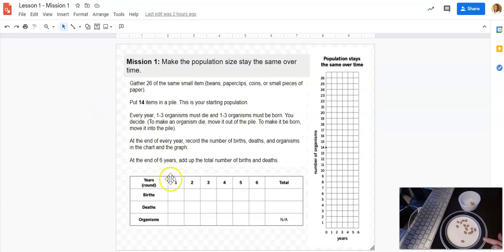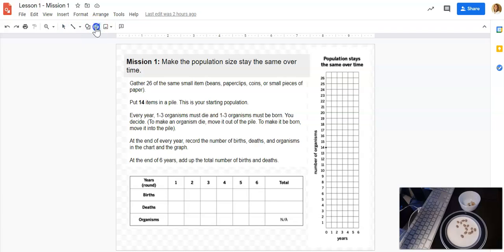Every year, for each of these years, 1 to 3 organisms need to die, and 1 to 3 organisms must be born. Because remember, in a population, there are always births and deaths happening. So to make an organism die, I'm going to take one of my beans and remove it from the pile. To make one born, I'm going to take a bean from my bowl and put it into the population. So I'm going to put the data into this table right here.